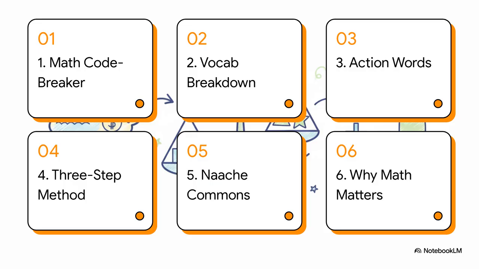We're starting off with the math code breaker, then breaking down the vocabulary, translating action words, the three-step method, running Nache Commons, and finally, why this math matters.